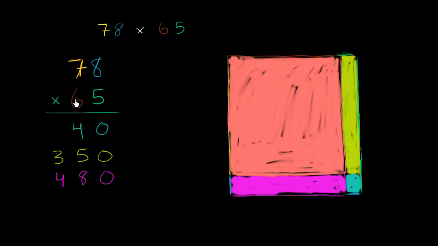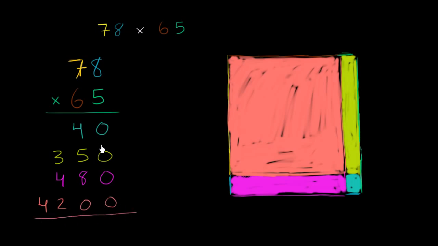And then 6 times 7, well that would be 42, but we have to be careful. This is 60 times 70. So we're going to have two zeros at the end. This is 4,200, not just 42. So 60 times 70 is 4,200. And now we can add everything together.